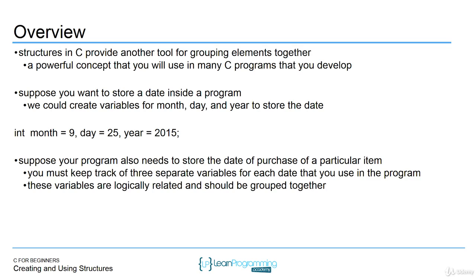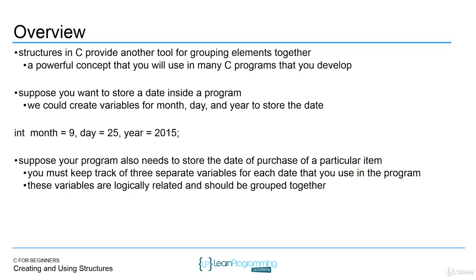Suppose your program also needs to store the date of purchase of a particular item. Well, you'd probably have to go and create three more variables for each date that you use in your program. So you can see how this can get very repetitive and you end up creating a lot of variables. But what you should notice is these variables are logically related. They're all dates. They really should be grouped together. They should almost be their own data type, and then you should be able to create them and access the different elements. You shouldn't have to create three separate variables for every single date.